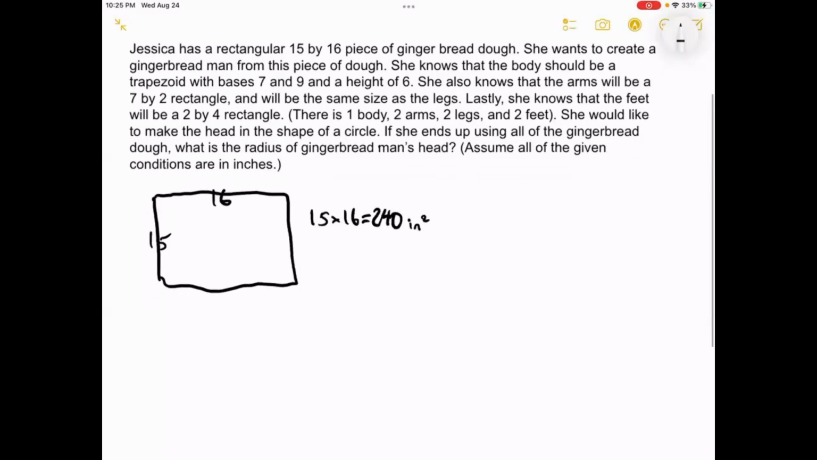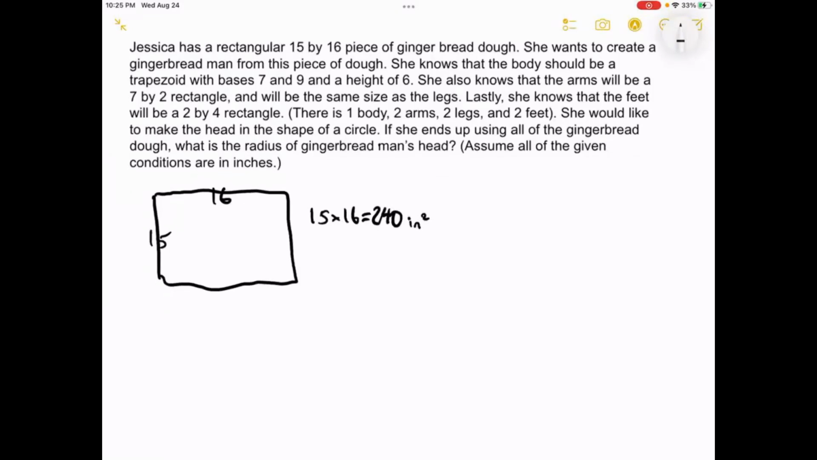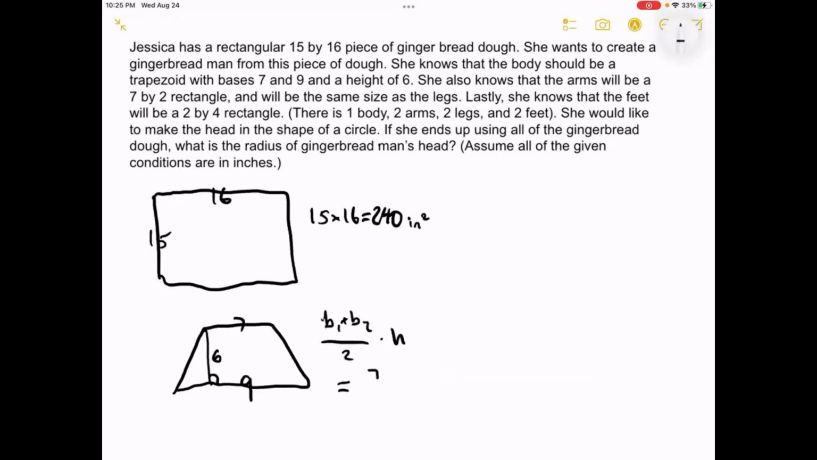So for the body, she has a trapezoid. The bases are 7 and 9, and the height is 6. So the area of a trapezoid is basically the average of the bases multiplied by the height. And the average of the bases is (7 plus 9) over 2, and the height is 6. And this is equal to 48 square inches.